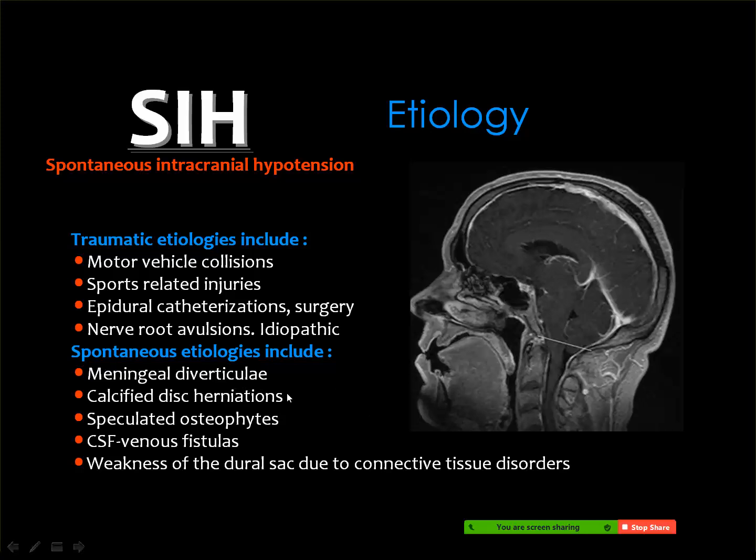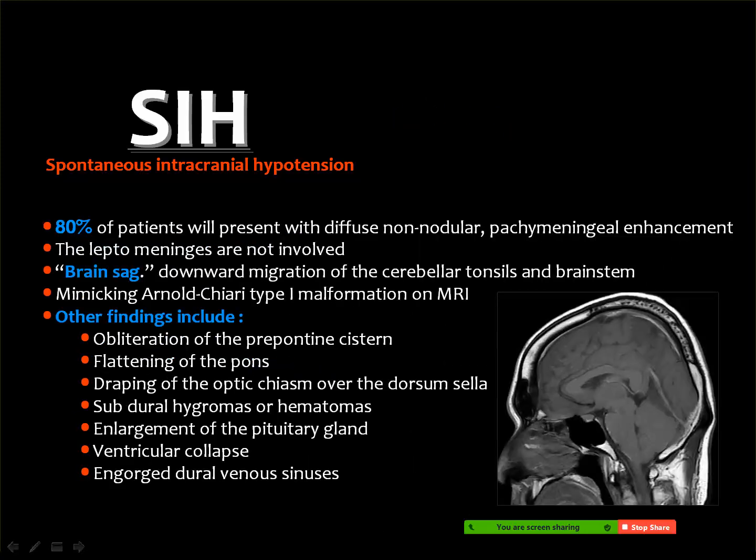And there are some causes of this hypotension, like the traumatic causes, and also some spontaneous etiology, like meningeal diverticuli, calcified disc herniation, which can perforate the dura, spiculated osteophytes have the same effect, CSF venous fistula, and weakness of the dural sac due to connective tissue disorder. The findings are, as you can see here.